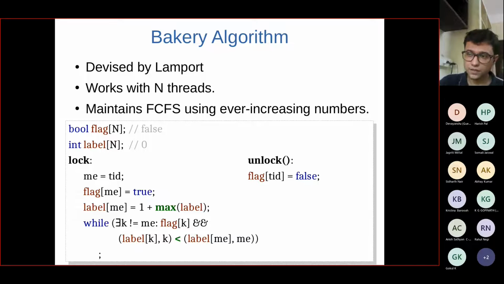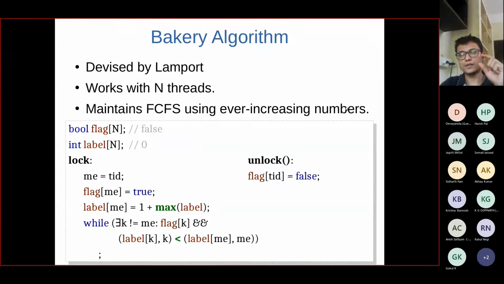The customer who will be arriving first will be served first because their token number will be smaller than the customer who enters later. So I hope you are getting that. It maintains FCFS order in a similar way to how we used to have it in an actual bakery. And for doing that, they use this ever increasing number.